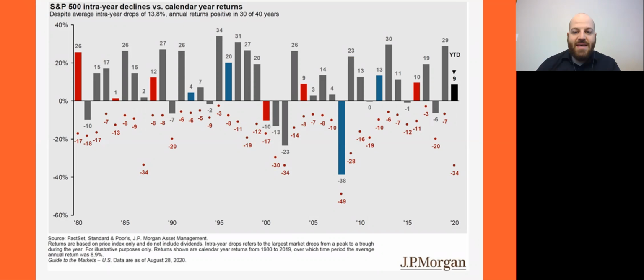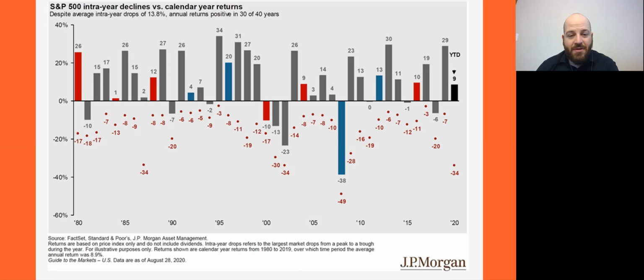So what this means is that as of August 28th, which is when this data was pulled, obviously we're a little bit past that now, but the point is still true, and this goes all the way back to 1980. As of August 28th, 2020, the market was up 9%. That's that 9 you see in the darkened bar on the very right-hand side of the screen. However, at one point in the year, the market reached a down point of minus 34%. That's the red dot underneath the bar that says 9 above it.